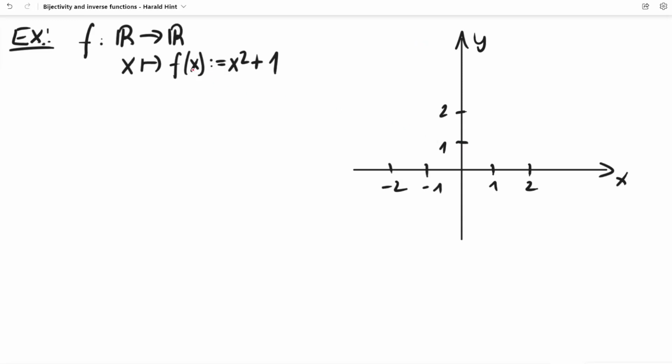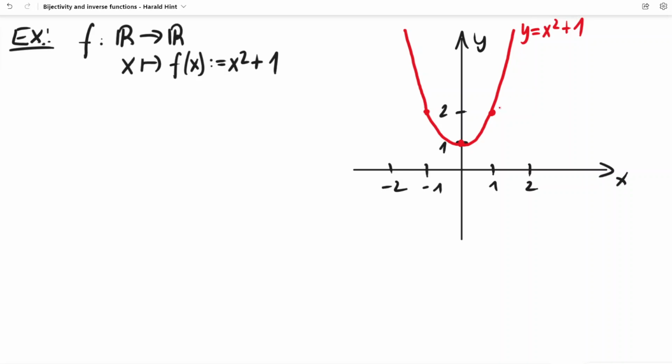If you plug in x is 0, you get y is 1, so you start here. If you plug in 1, 1 plus 1 is 2. If you plug in negative 1, squared is 1, plus 1 is again 2. And for 2, it would be 2 squared is 4 plus 1 is 5. So the slope is very high here. So you come from here, and we sketch the graph. So this is the function x squared plus 1.